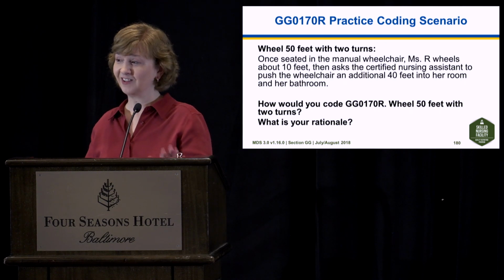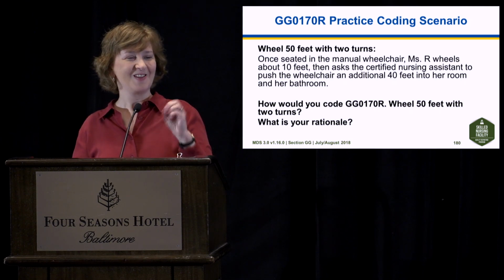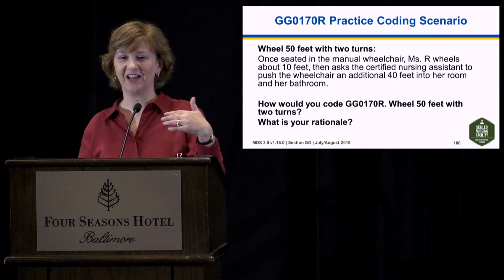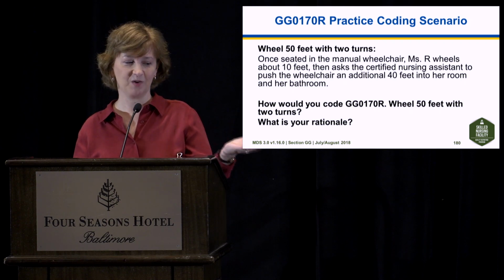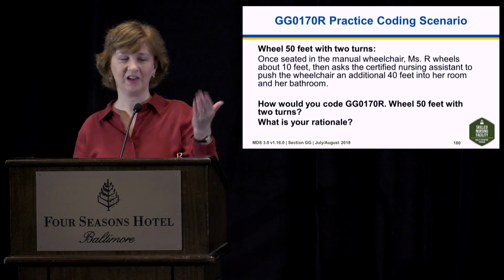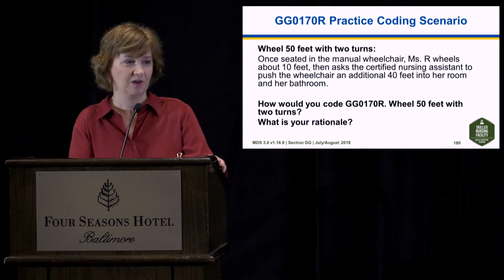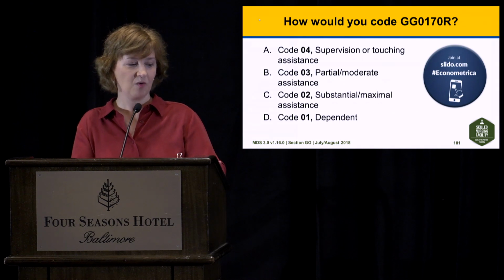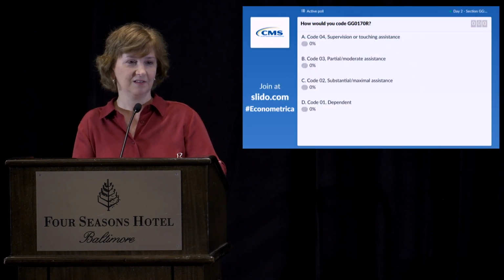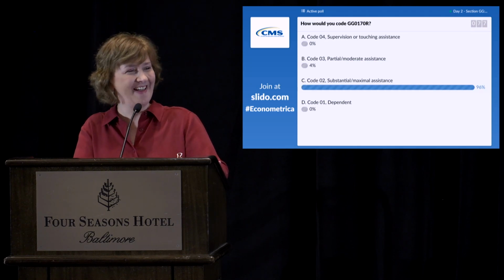Because the resident is definitely doing some of the effort, so we know it's not going to be 1. So it's between a 2 or 3, and if you think that the resident is doing more than half of the effort by going 10 feet, you would code 3. If you think the helper is doing more than half of the effort, you would code a 2. So the options are 04, 03, 02, and 01. Okay, and I definitely gave you a lot of help there.